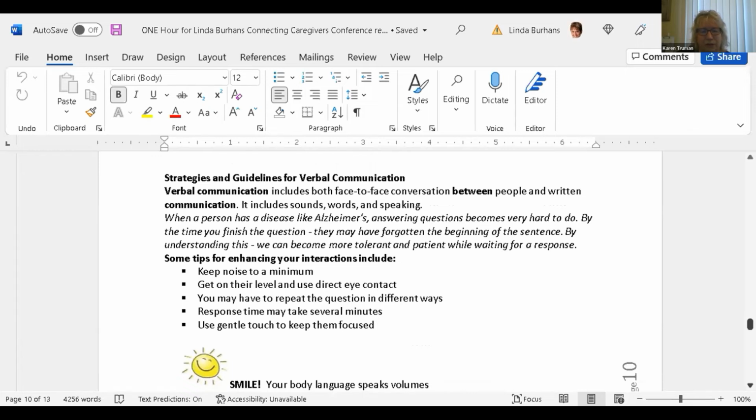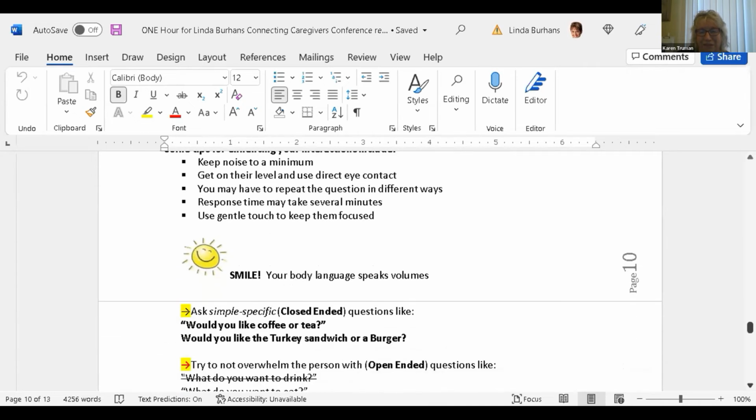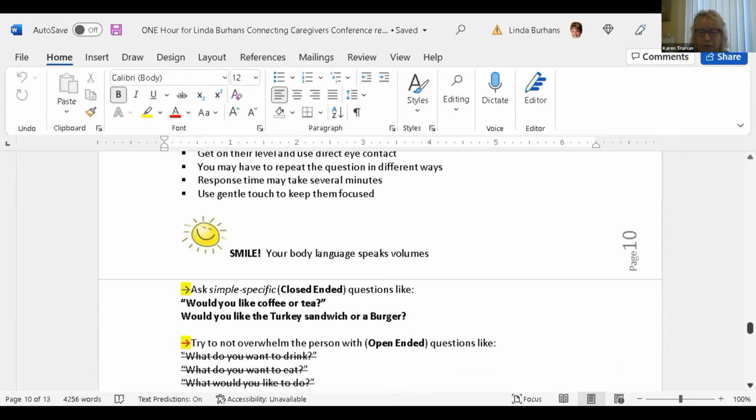So some tips: keep noise to a minimum, get on their level, use direct eye contact. You may have to repeat the question in a lot of different ways. Response time may take several minutes. Use gentle touch, sometimes just a touch on their wrist, just to keep them focused. Smile. If you smile, everything's okay. They're happy because you're happy. They didn't make you angry. If you're sad and you're running around with a frowny face, they're going to think that they caused you to have a bad hair day. So always be smiling. It's so important, and it's going to be a good day.